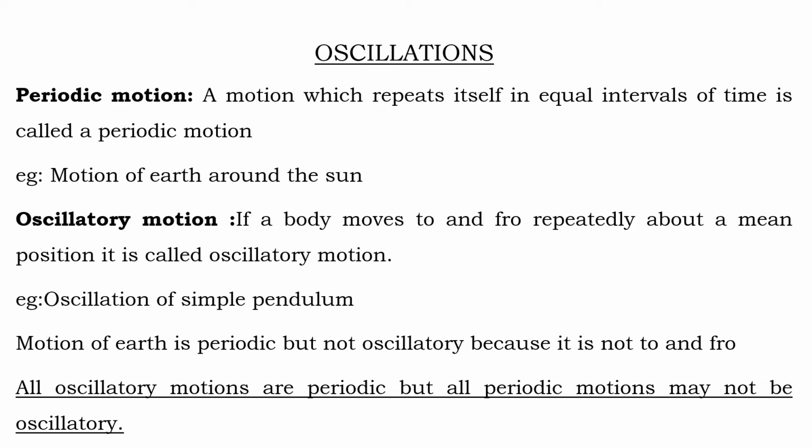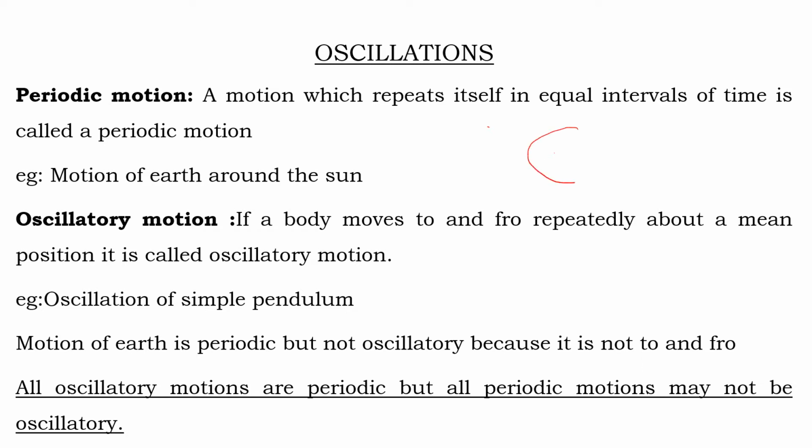We know that if the position of a body changes with the time, then the body is said to be in motion. That is, consider a body which is placed at this point. And after 5 seconds, the body gets displaced to another point. Then the body is said to be in motion because its position changes with the time. That is, whenever there is a change in position with the time, the body is said to be in motion. And these motions are of different types. Here we are considering a periodic motion.